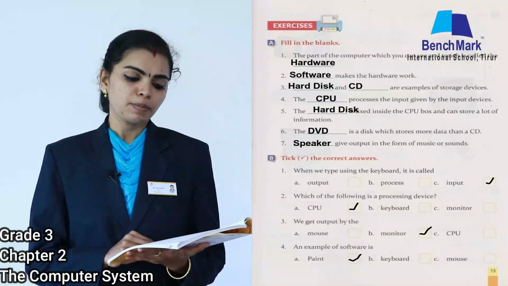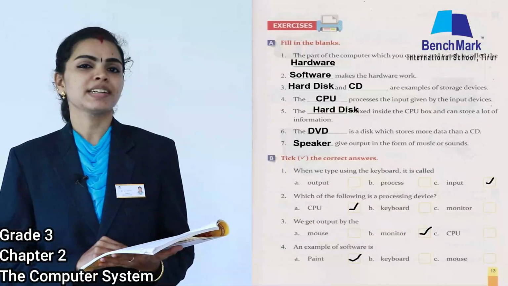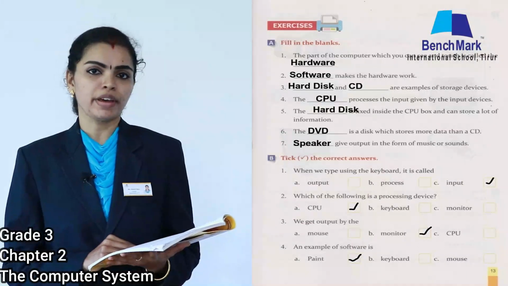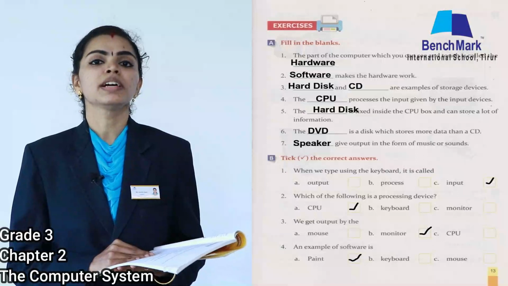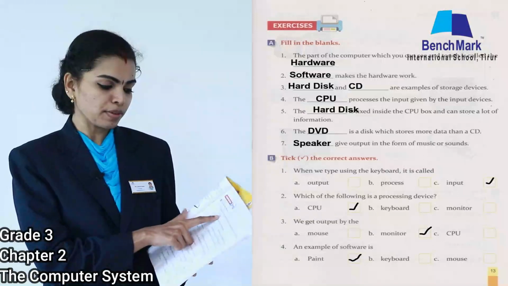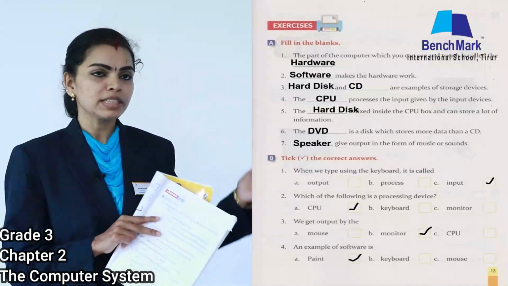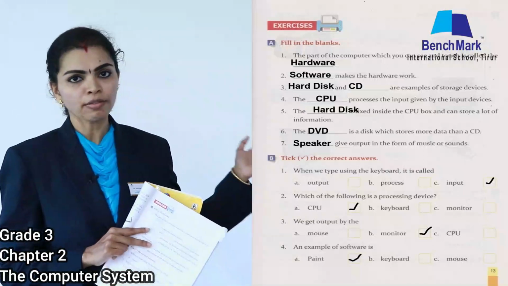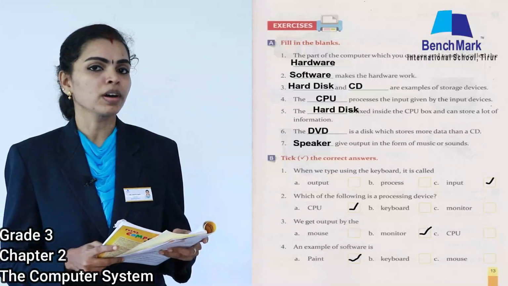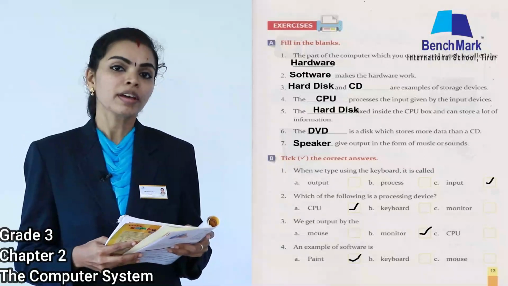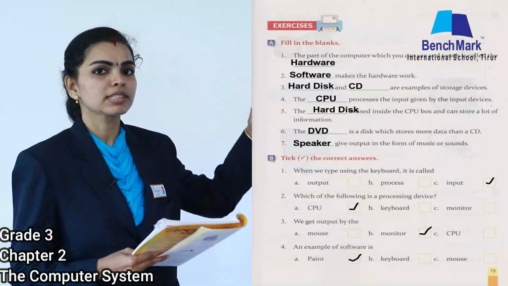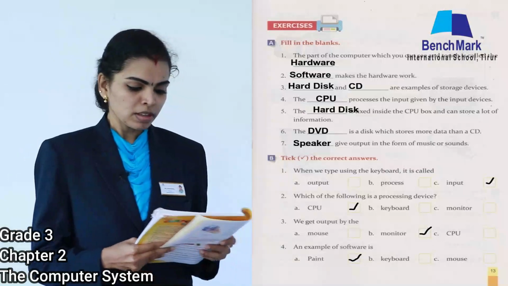The part of the computer which you can see and touch is called the hardware. So part of computer which can be seen and touched is called hardware. So the first one is hardware. So this is the spelling of hardware. Okay. And the dash makes the hardware work. So dash makes the hardware work. Software. So software makes the hardware work. So this is the spelling of software.